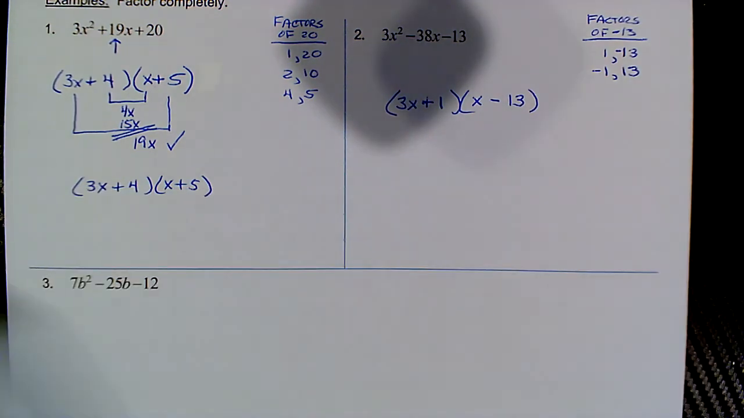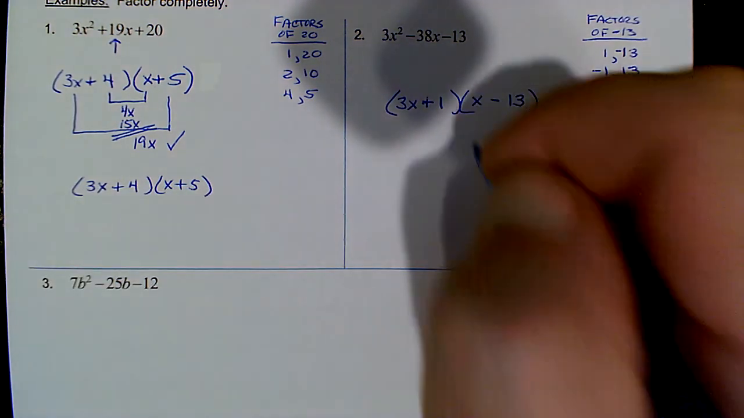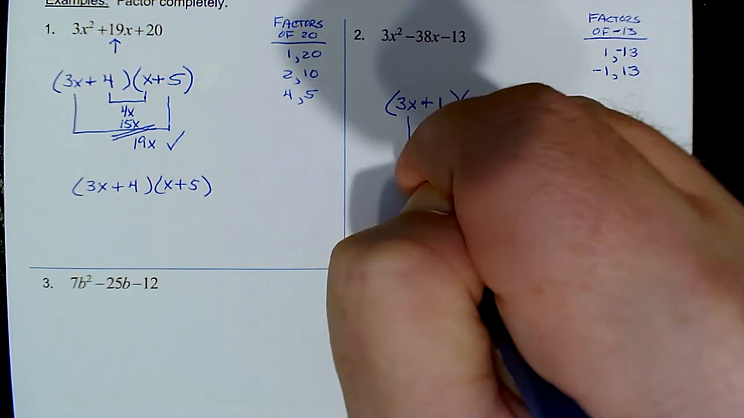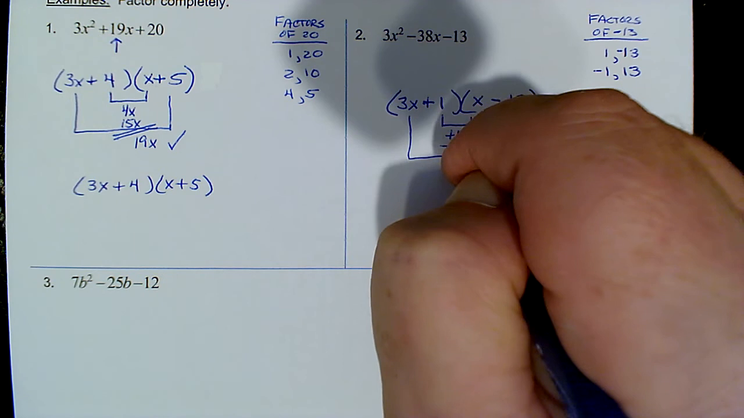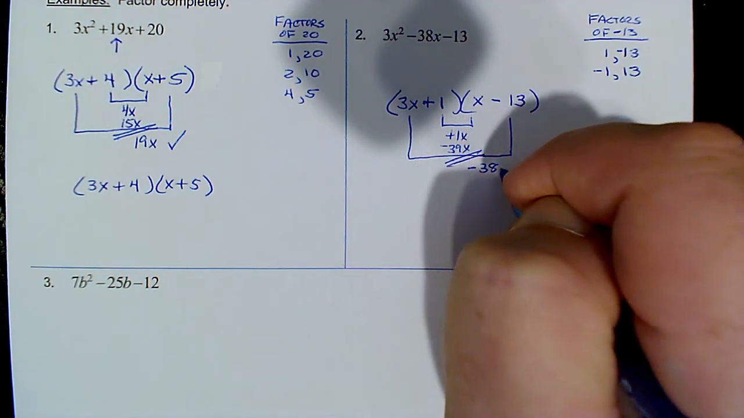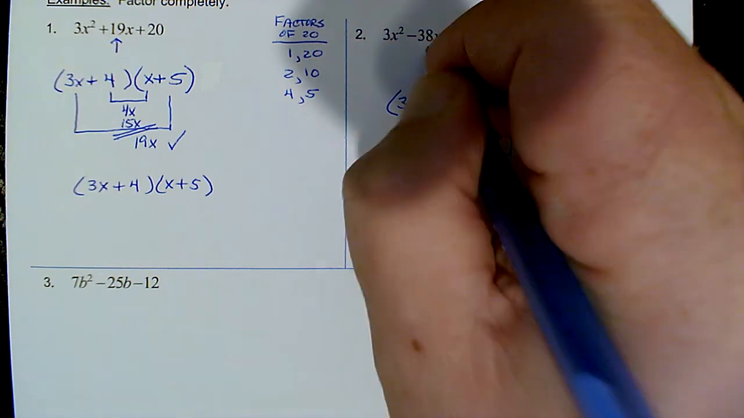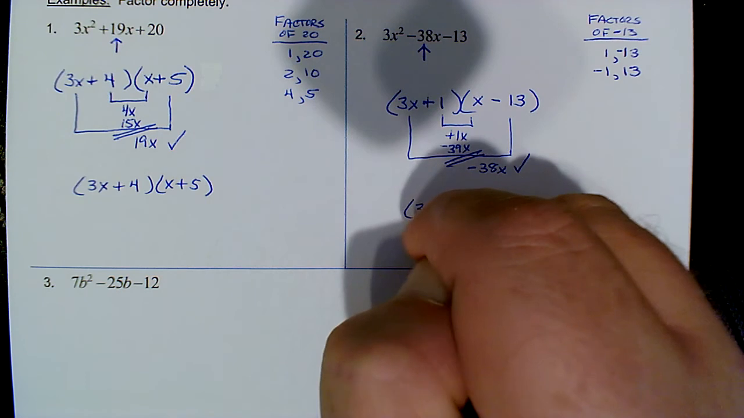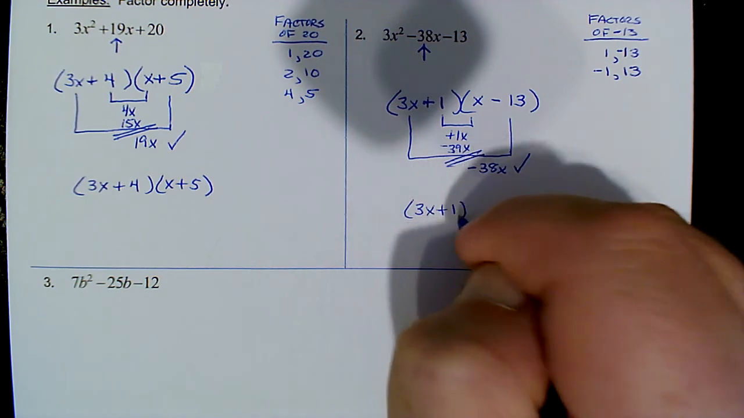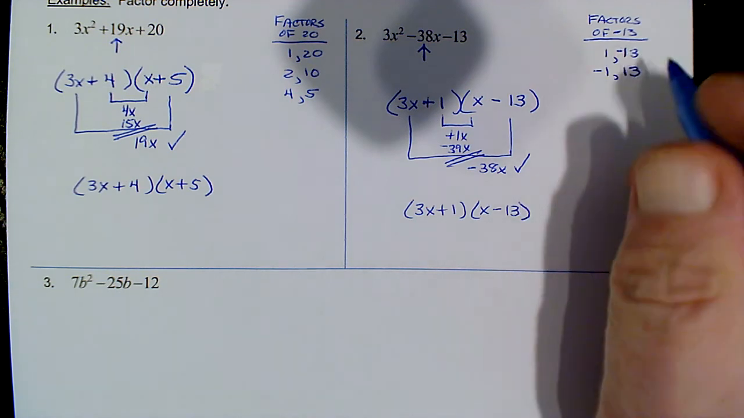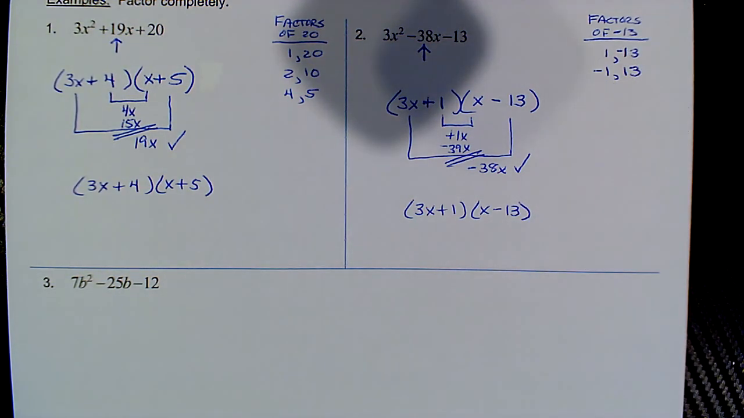And then we can verify, once again, that the product of the inners is plus 1x, the outer product, negative 39x, which combine give negative 38x, and that checks because that's what the middle term is. So the correct factorization, 3x plus 1 and x minus 13. So we still need the factors, but the rule of adding to give the middle term does not work.